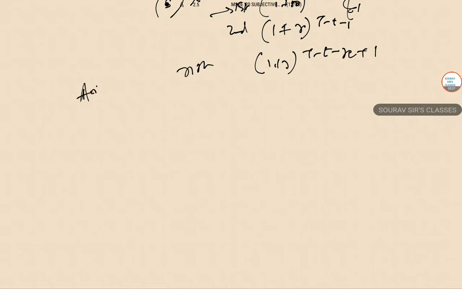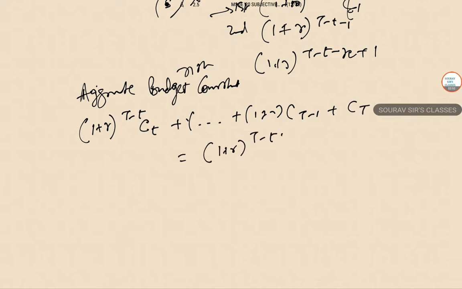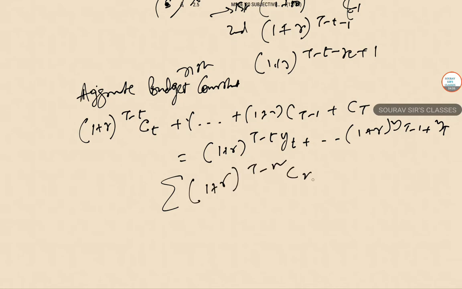So the aggregate budget constraint, or ABC, is 1 plus r to the power T minus t c_t plus ... plus 1 plus r c_(T-1) plus c_T equals 1 plus r to the power T minus t y_t plus ... plus 1 plus r y_(T-1) plus y_T. In summation form we can write the sum from n equal to t to T of 1 plus r to the power T minus n c_n equals the sum of 1 plus r to the power T minus n y_n. So this is the end of the first part.